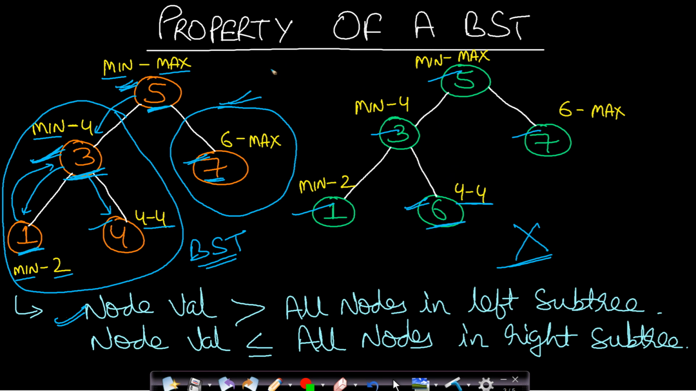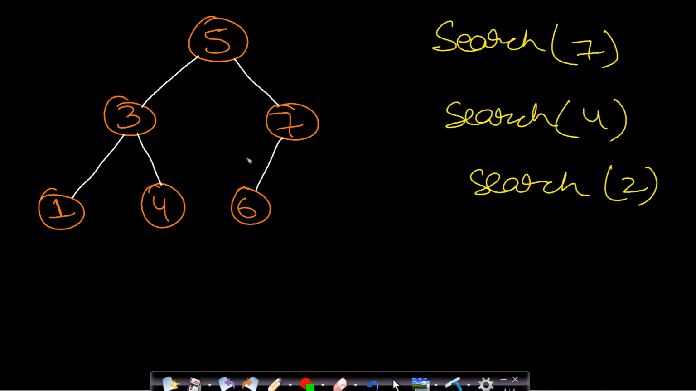So I hope you understood the property of a BST. So let us now look at the algorithm. Well, in this algorithm, we are given a BST and we are required to search for the key. So let us assume that we want to search for this 7. So we will start from this root which is equal to 5.